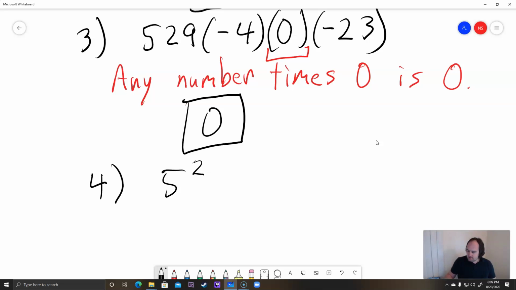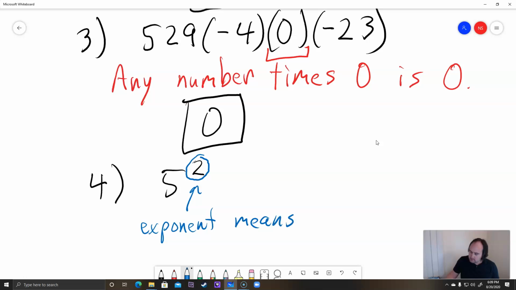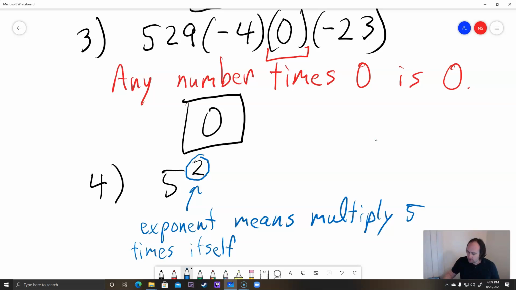So you need to realize that the actual exponent there refers to how many times you're going to multiply 5 by itself. Okay, so the exponent here is 2, which means multiply 5 times itself, and in this case, because the exponent is 2, we're going to multiply 5 times itself a total of 2 times.